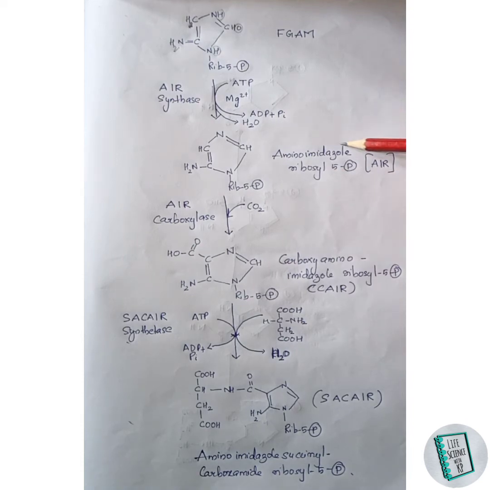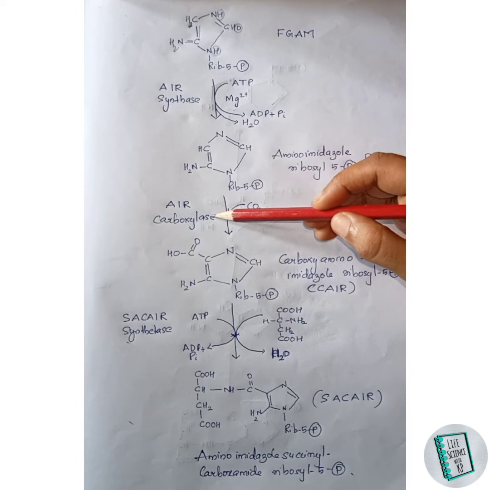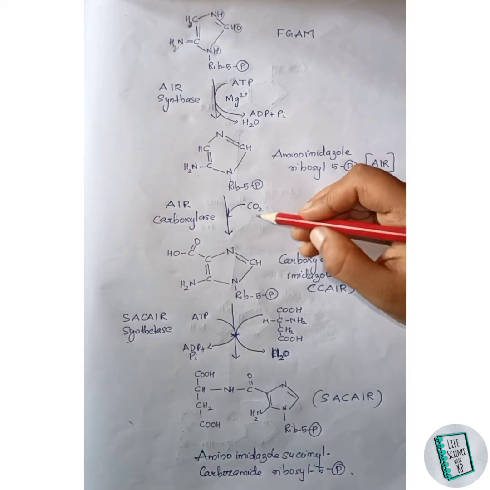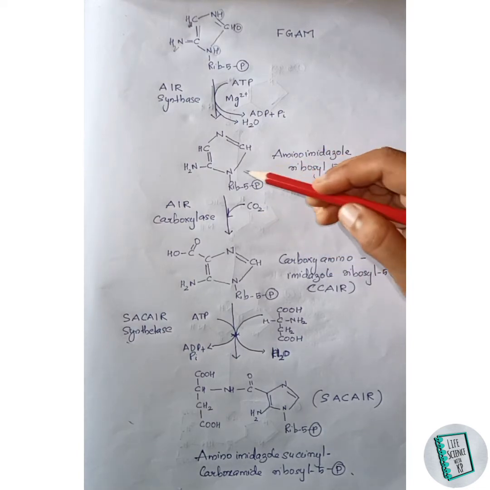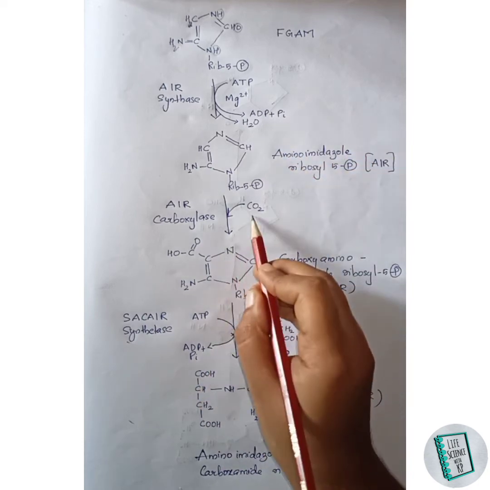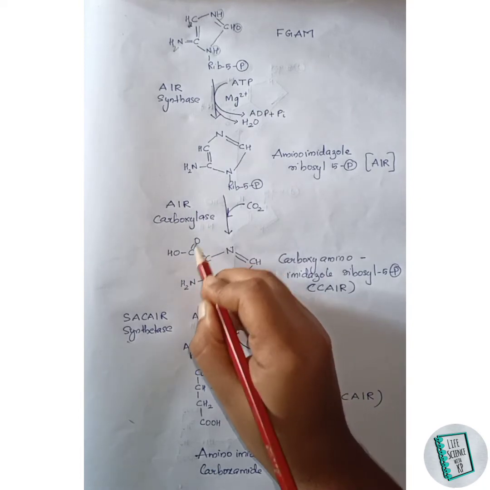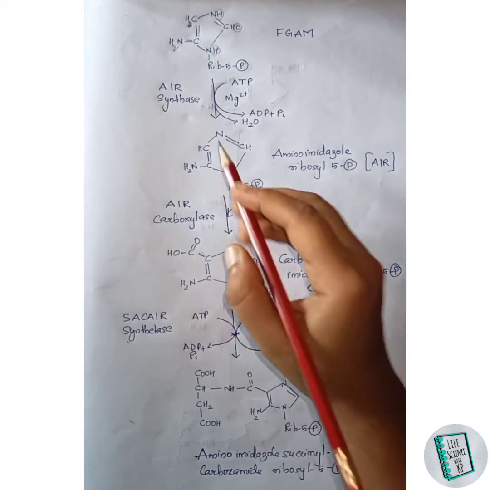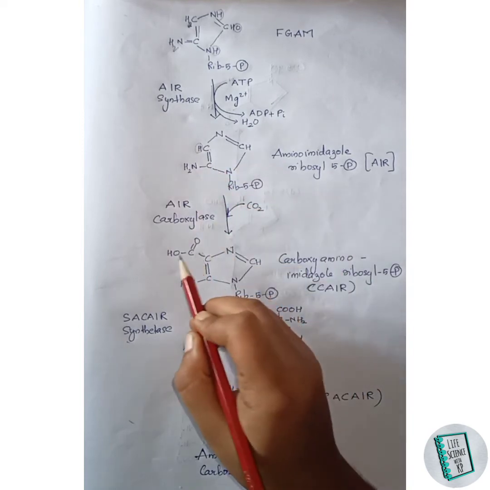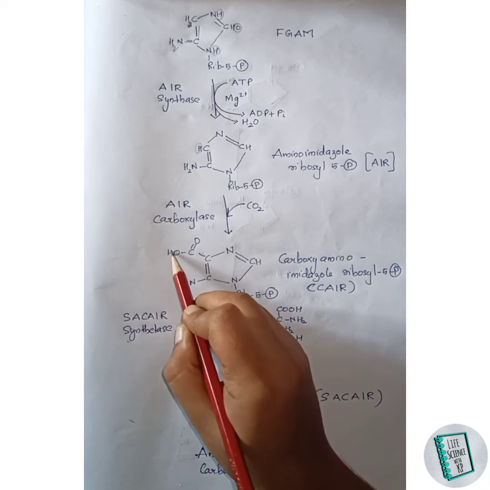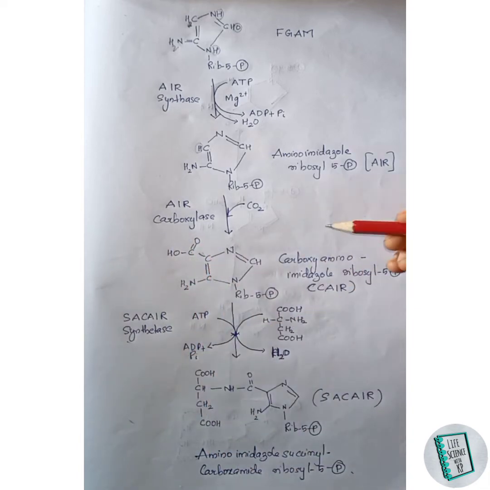Then this AIR in presence of AIR carboxylase forms carboxyaminoimidazole ribosyl 5-phosphate, or CAIR. So what happens here is this carbon dioxide comes and joins with this AIR. So here the CO2 comes and joins with this carbon, and C double bond O is formed here. Then this hydrogen of this carbon attaches with this oxygen of CO2 and forms an OH there. Thus COOH is formed. Thus CAIR is formed from AIR.